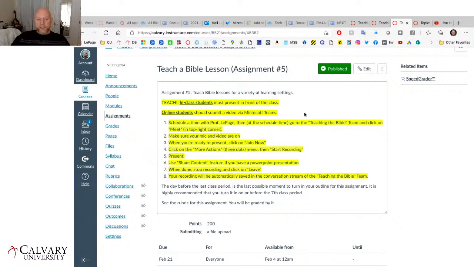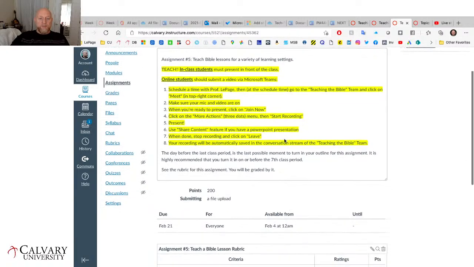but we'll talk about various settings today and then next week, and you'll also get to see your classmates' presentations, and you'll just get to consider, hopefully, as you plan and as you do the first part of assignment four, you'll just be thinking about the various possibilities of settings. So again, this one is what I've already covered, actually. In-class students must present in front of the class. Online students should submit a video via Microsoft Teams.